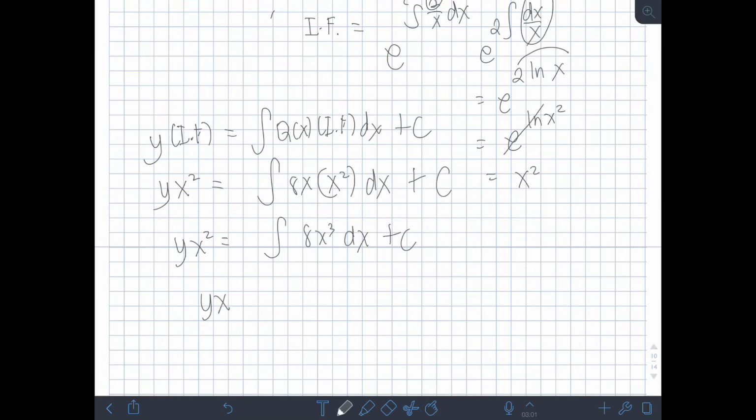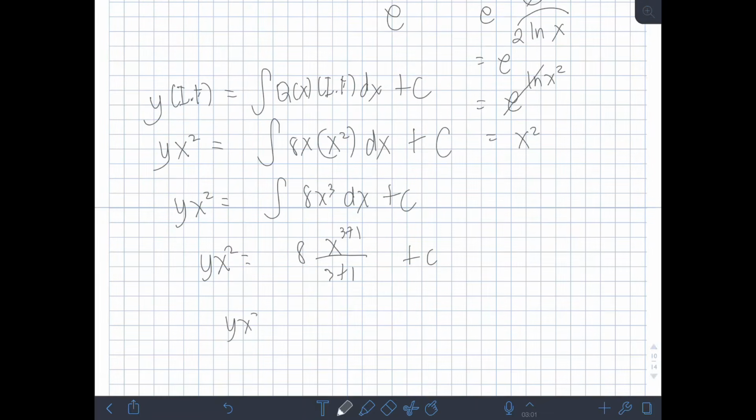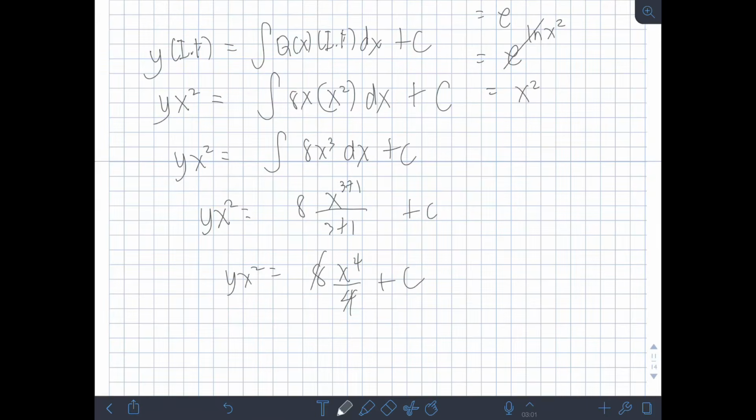So we have yx squared is equal to, integral ng 8x cubed dx is power rule. We have, add tayo ng 1. So 8 times x to the 3 plus 1 over 3 plus 1 plus c. So we have yx squared is equal to 8x to the 4th over 4 plus c. Tapos cancel natin dito si 4, yx squared is equal to 2x to the 4th plus c.